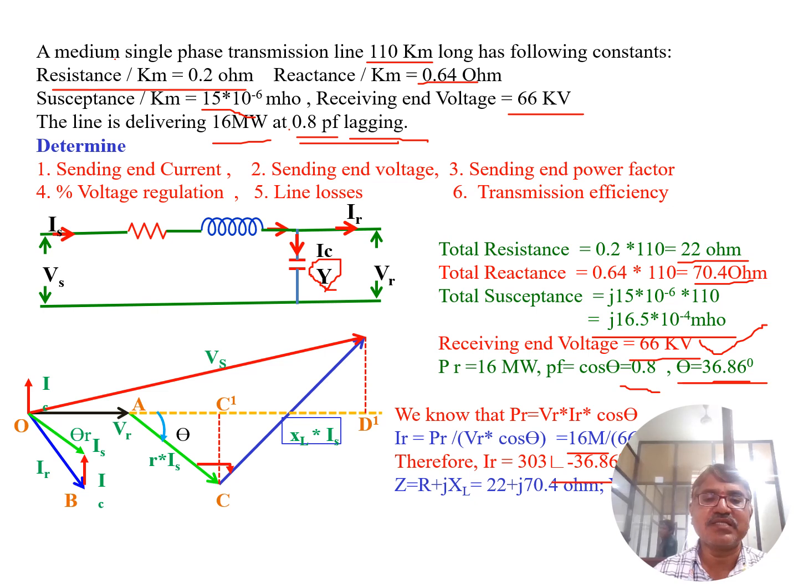So next one is, మరి Z ఫార్ములా ఏంటిది? We know that series impedance Z is equal to R plus J into XL. This is the formula where R is the total resistance, XL is the total reactance. Substitute the R and X value, so that is equal to 22 plus J into 70.4 ohms.